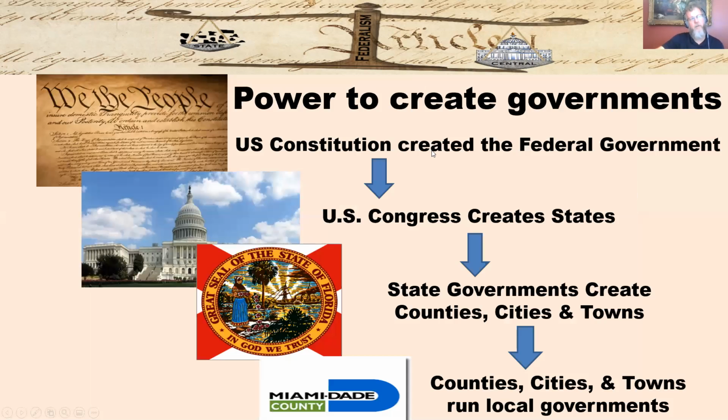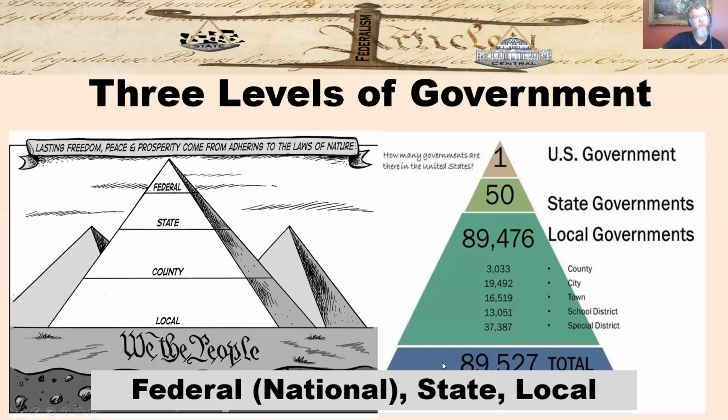So the federal government created the states, the states created the cities, and cities create their own little governments. All right. As a matter of fact, there are 89,000 local governments. It's the largest of all the levels. We only have one federal government and 50 state governments. Makes sense. 89,000 plus at the local level. That's a question.